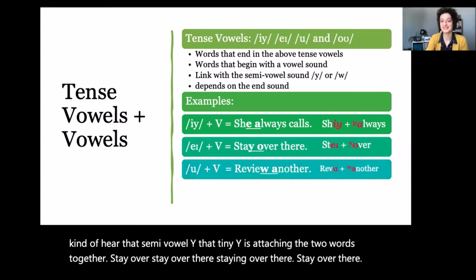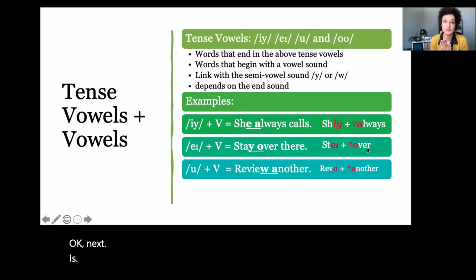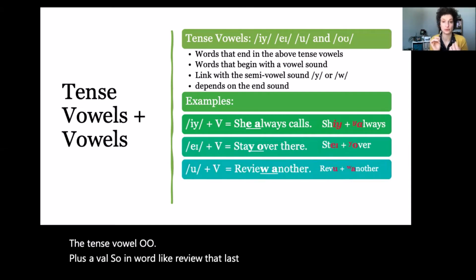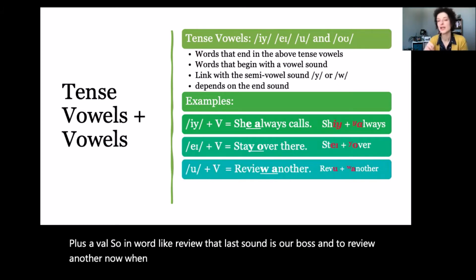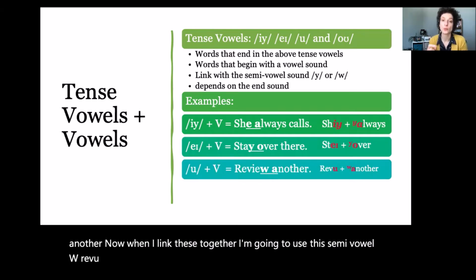Okay, next is the tense vowel oo plus a vowel. So in a word like review, that last sound is our vowel sound oo. Review another. Now when I link these together, I'm going to use the semi-vowel W. Review another.